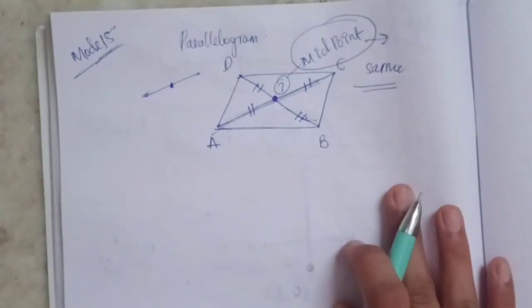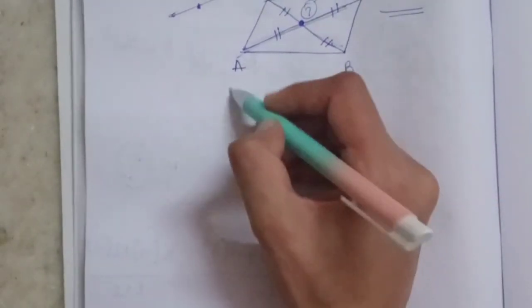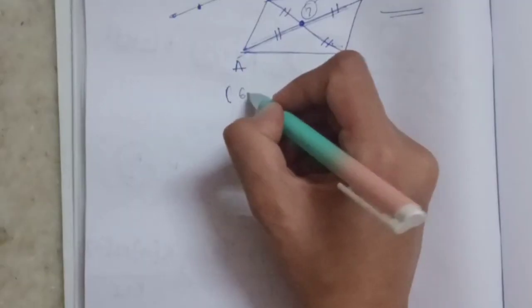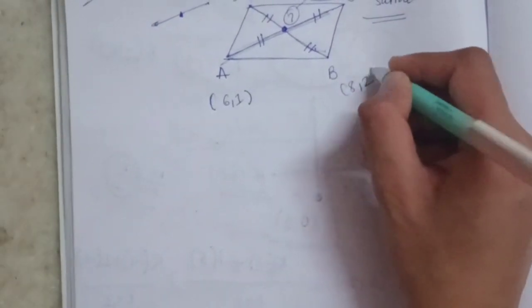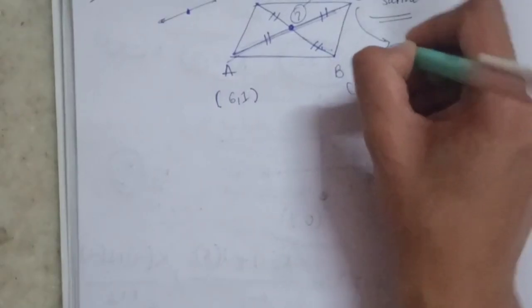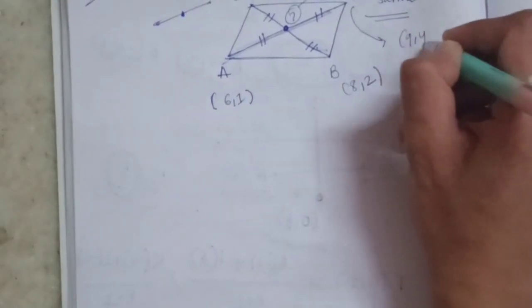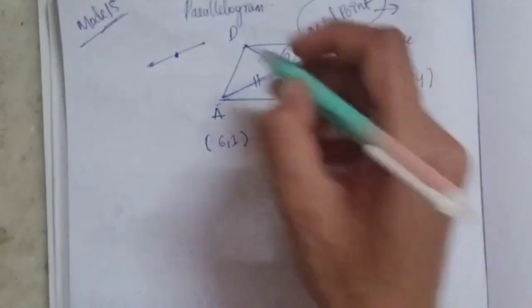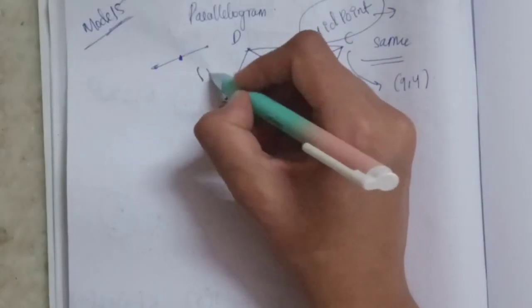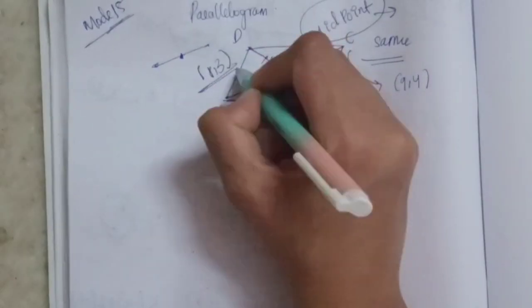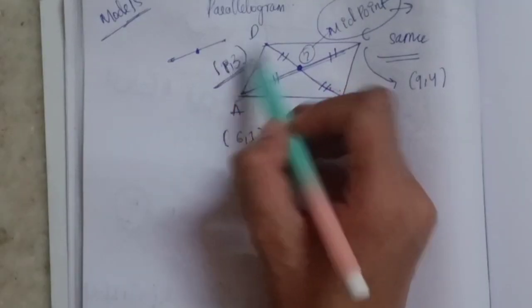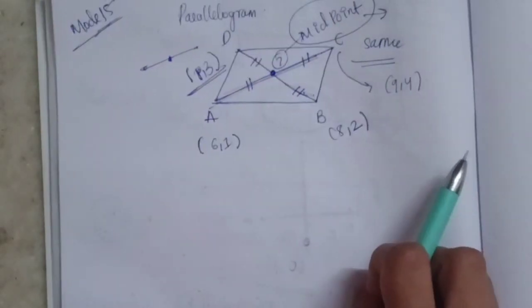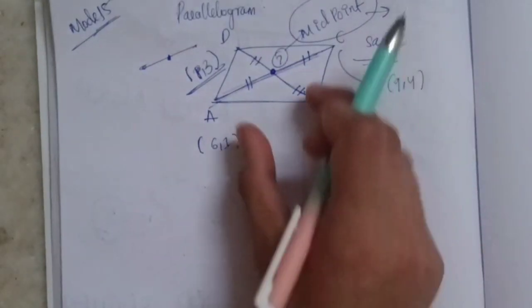Now let us solve a problem. So I have a point A (6, 1) and point B (8, 2) and point C (9, 4) and point D (P, 3). Now I should find what this P is, if these are the vertices of a parallelogram. So how can I find this?